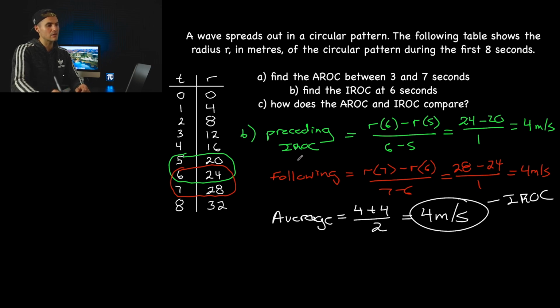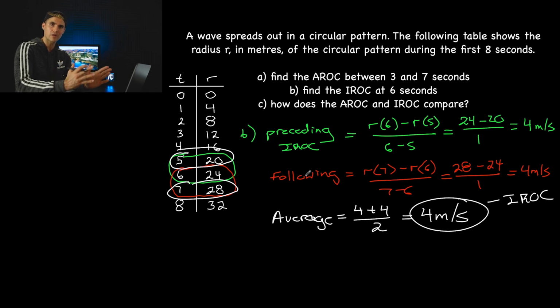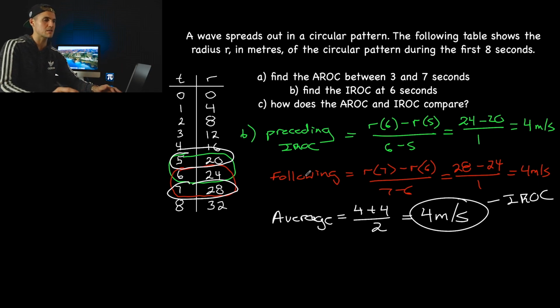Now if you did the centered interval, from 5 to 7, notice you would also get 4. You would have 28 minus 20 over 7 minus 5, which would be 8 over 2, which would also give you 4. The centered method and the preceding and following method don't always give you the same amounts, but in this particular case, they do. And that's what they want us to talk about in part C.